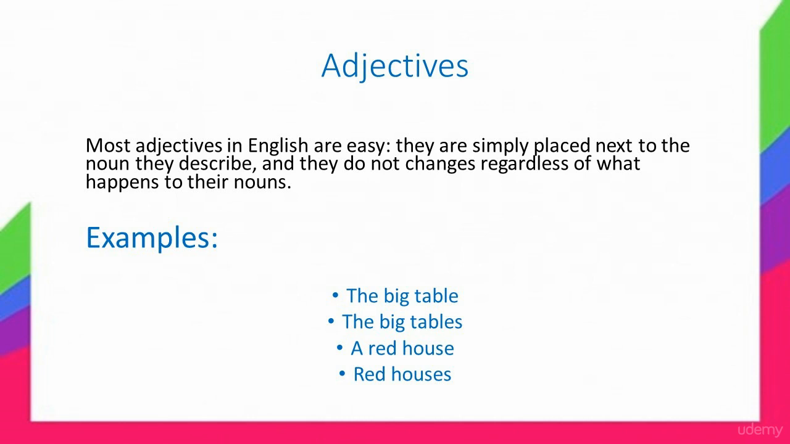Most adjectives in English are easy. They are simply placed next to the noun they describe, and they don't change regardless of what happens to their nouns. For instance, the big table, the big tables, a red house, red houses.